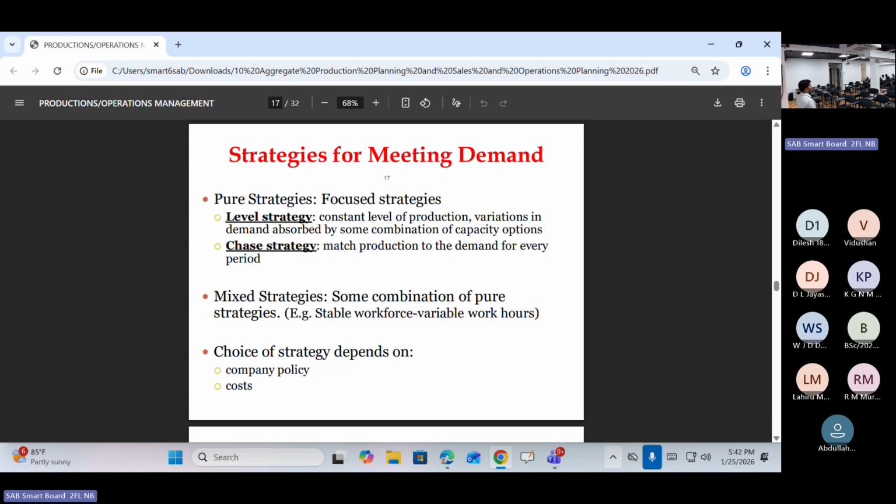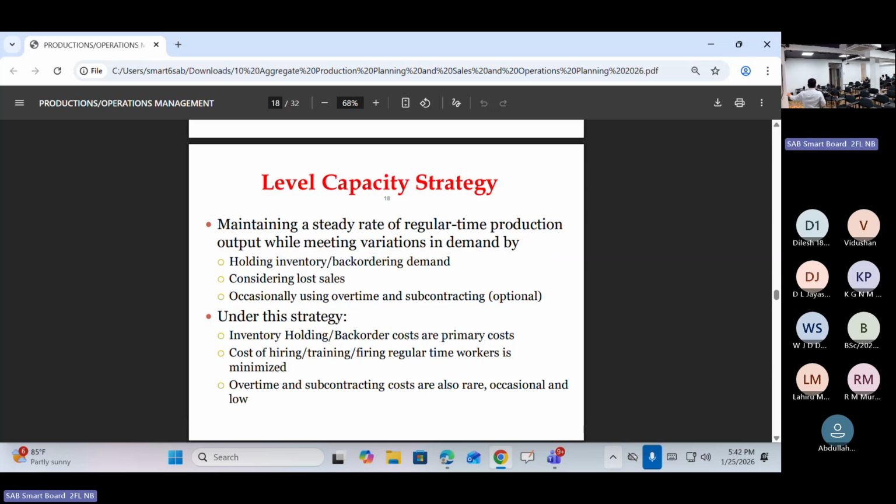Keep in mind there are two main strategies for this purpose. What are those? Level strategy and chase strategy. Let's quickly identify them. Level strategy, as we have already studied previously, refers to maintaining a constant, steady rate of regular production time. In case there are some fluctuations in demand, that is absorbed, that is met using inventories. That is how it happens. By using inventories or back ordering the demand, they try to manage the demand fluctuations.